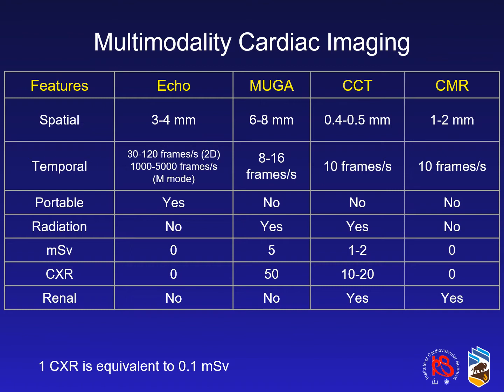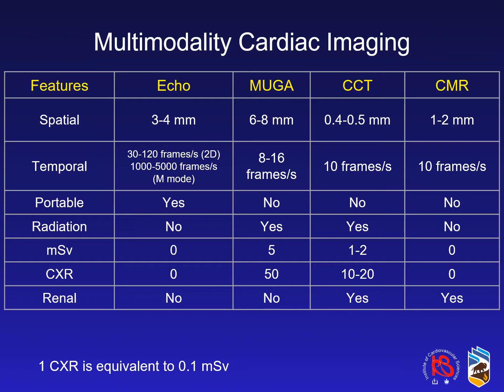The first feature is that of spatial resolution, which refers to how fine of a detail can you see. One can clearly identify that cardiac CT has the highest spatial resolution of 0.4 to 0.5 millimeters, which allows us to assess the coronary anatomy non-invasively using this imaging technique. Cardiac MRI has a spatial resolution of 1 to 2 millimeters, followed by echocardiography, both transthoracic and transesophageal echocardiography, which is up to 3 to 4 millimeters.